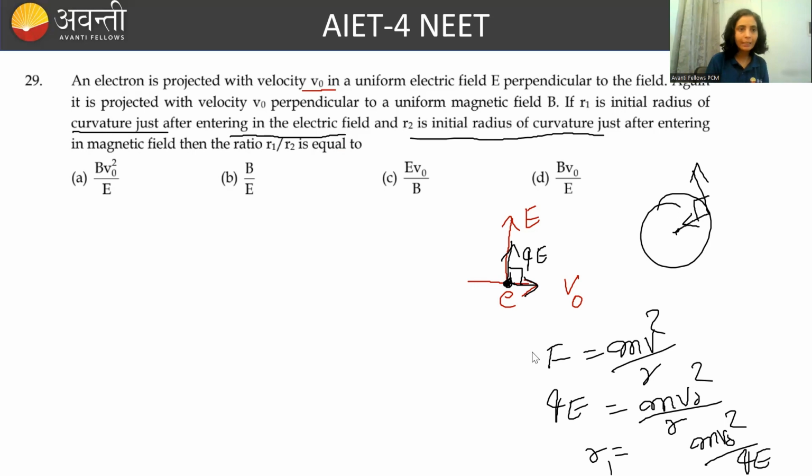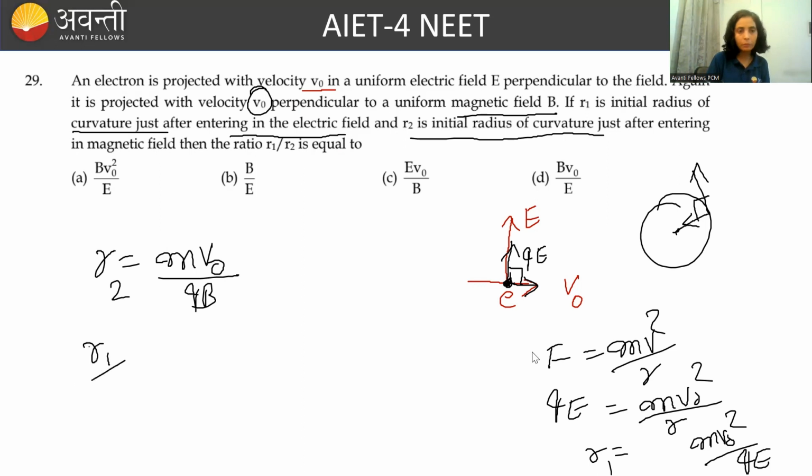Again, it's projected with velocity v0 perpendicular to the uniform magnetic field. See the question clearly. So when it is entering the magnetic field, again its velocity is v0 only, right? That is given in the question. So if a charged particle is moving in a magnetic field with velocity v0, its radius will be equal to mv0 by qB. So this is the radius r2.